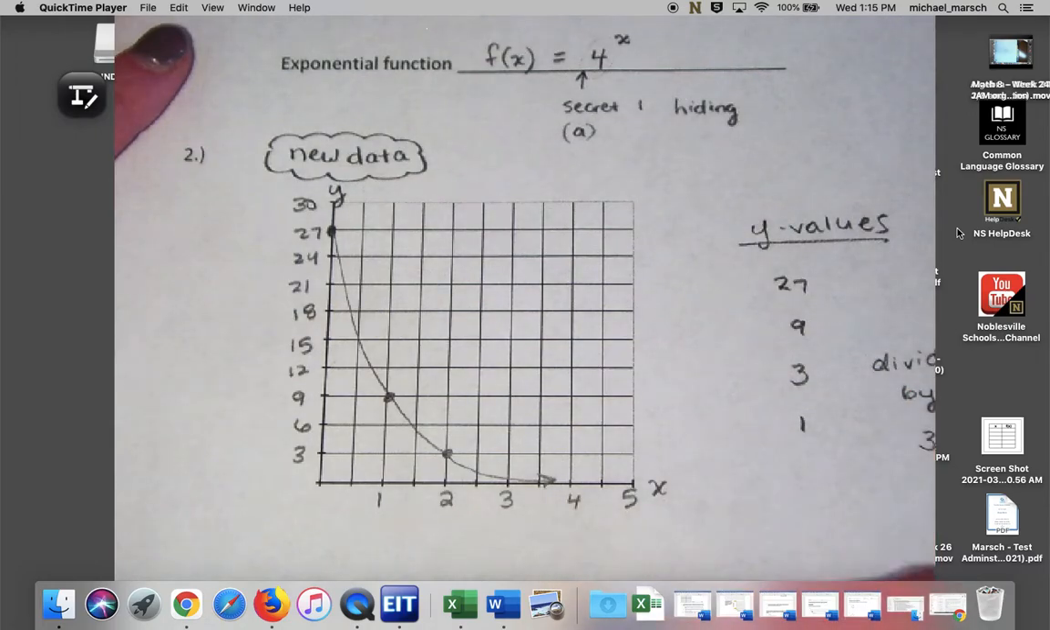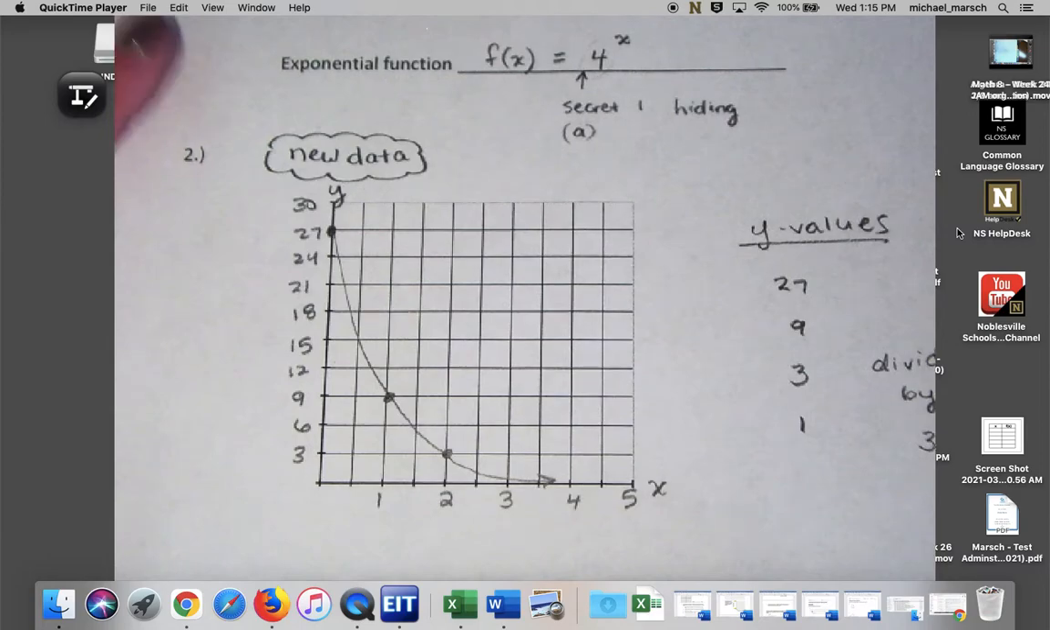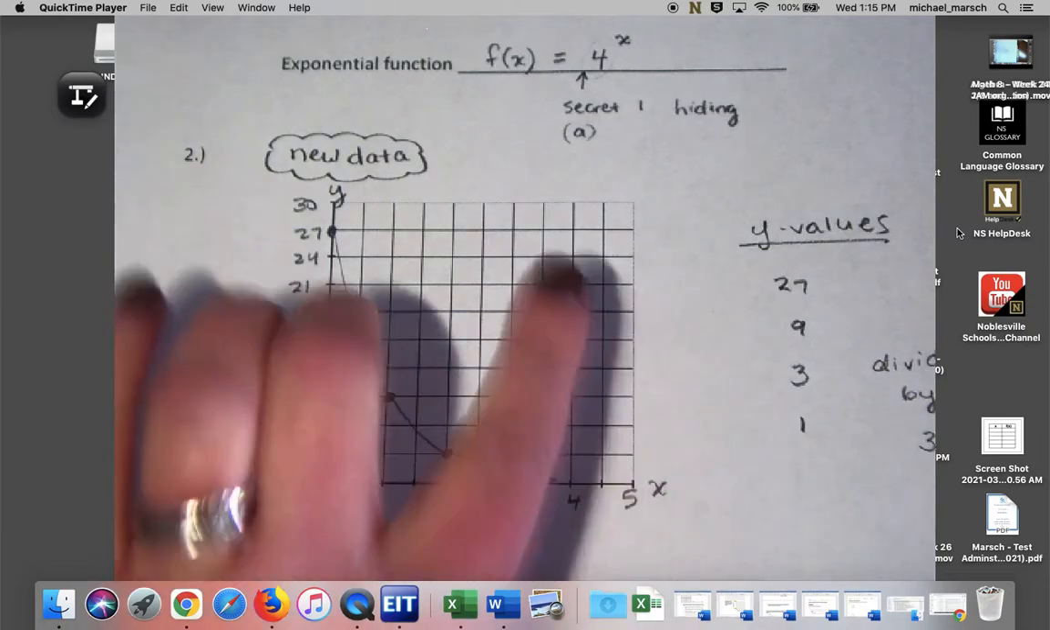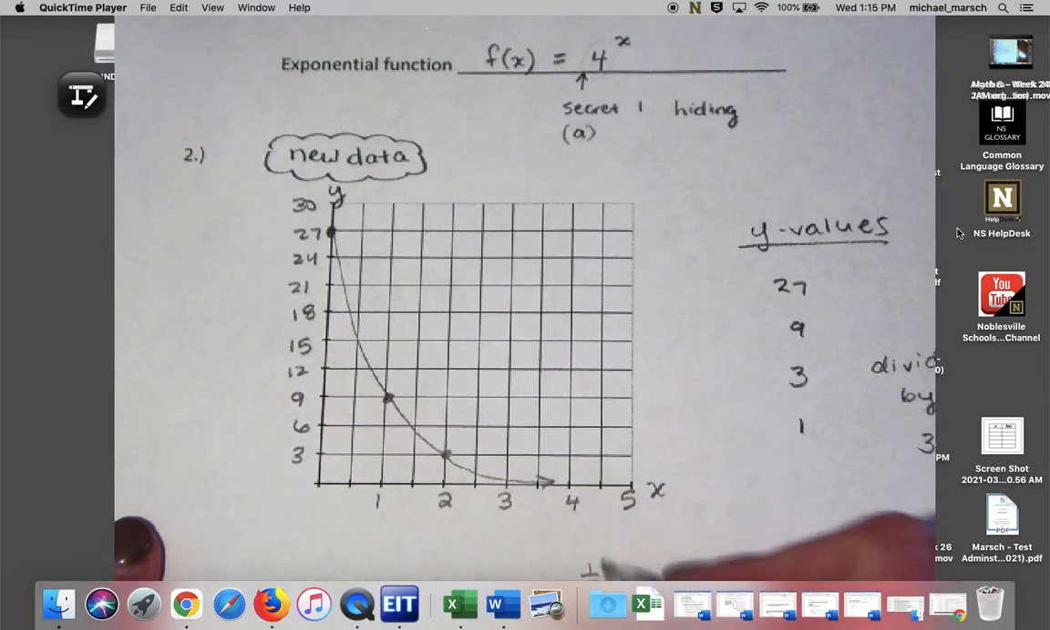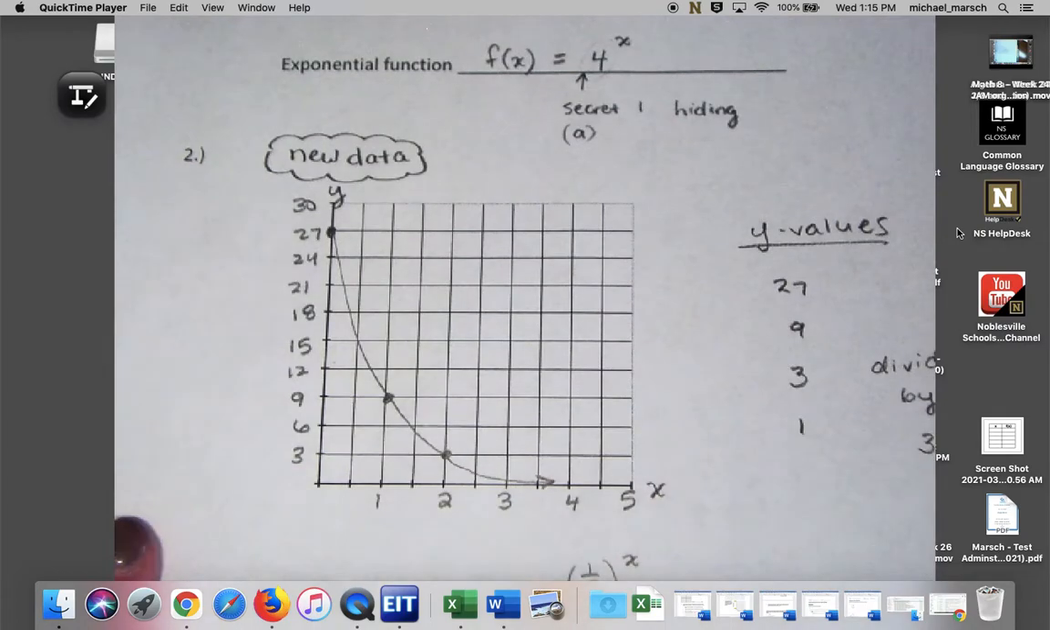So what do you think my b value is going to be for this one? It's not a negative. Fraction. Okay, so what fraction is it that tells us to divide by 3? 1/3 for the x.